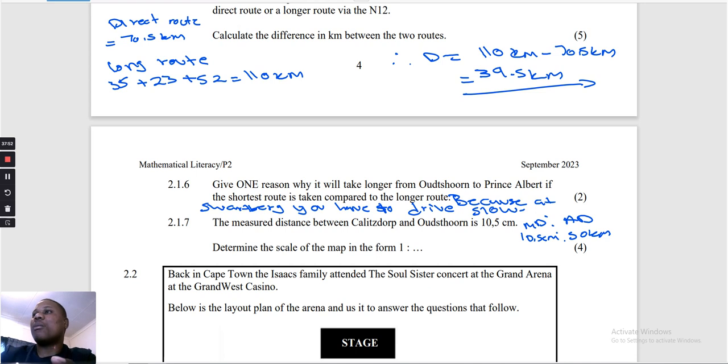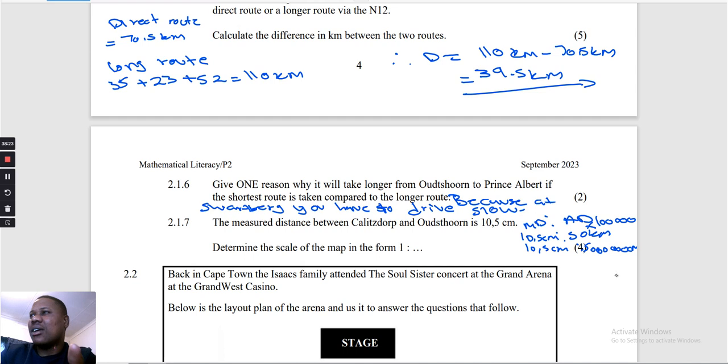Okay, so 1 kilometer is the same as 100,000 centimeters. So we're going to multiply. We are converting this 50 kilometers to centimeters, so we multiply here by 100,000. So we're going to have 10.5 centimeters is to 50 multiplied by 100,000, which equals 5 million. Okay, 5 million what? Centimeters. It is no longer kilometers now.